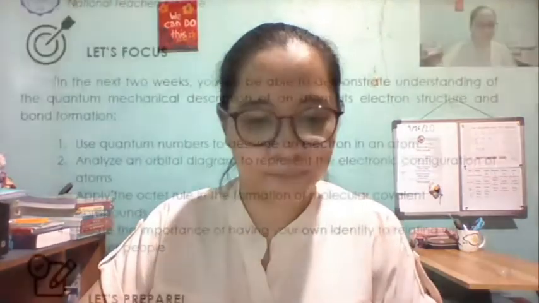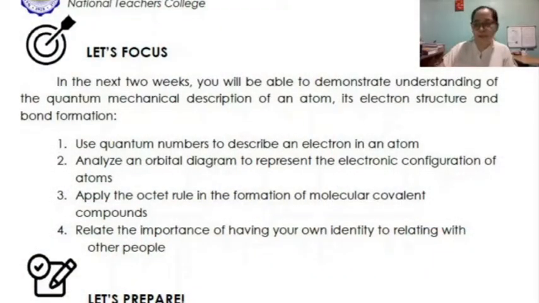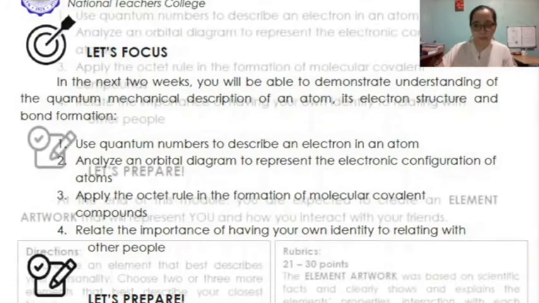Good day. This is to give you a summary of Module 3, which will guide you to answer the given exercises. In the next 2 weeks, you will be able to demonstrate understanding of the quantum mechanical description of an atom, its electron structure, and bond formation. In here, you will encounter the quantum numbers, orbital diagram, you will know the octet rule, and relate the importance of having your own identity to relating with other people.